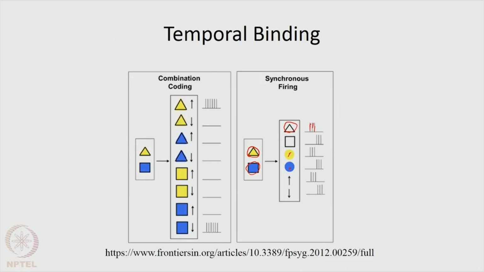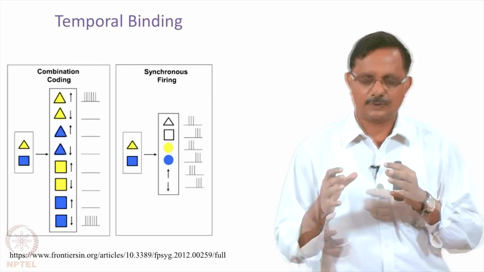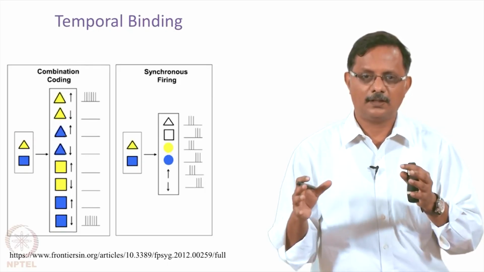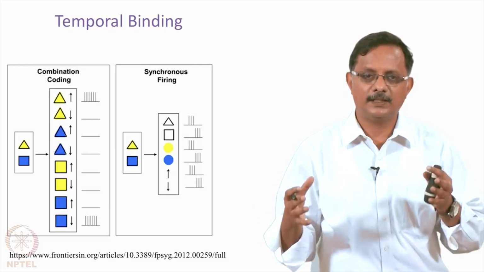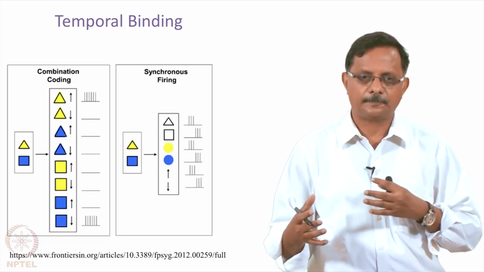When you are looking at a yellow triangle, neurons which respond to yellow and neurons which respond to the triangle will be firing in synchrony, which is what you see here. Similarly, since you are looking at a blue square here, neurons which respond to blue and neurons which respond to the square are in synchrony. This is called temporal binding, and there is a lot of evidence for this kind of binding occurring in the real brain. Because of this binding, when two neurons fire in sync to two different features, the brain tends to believe that these two features come from the same object.